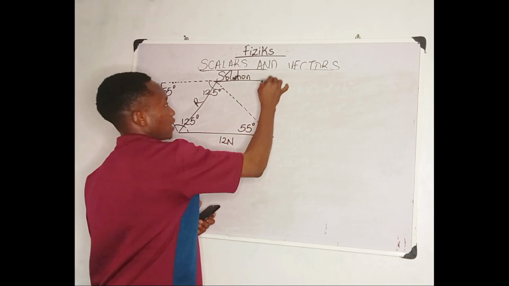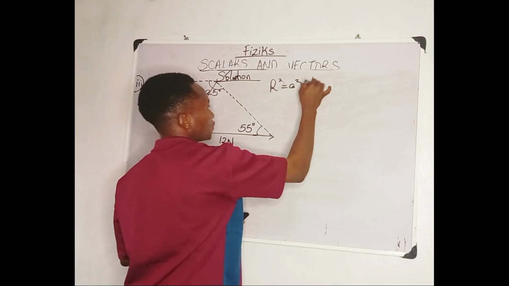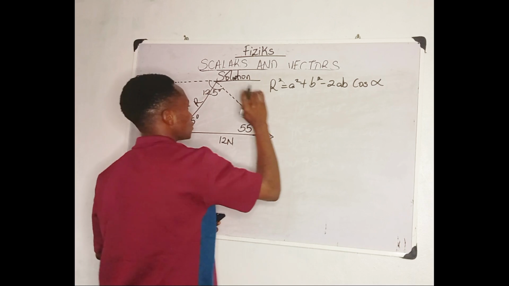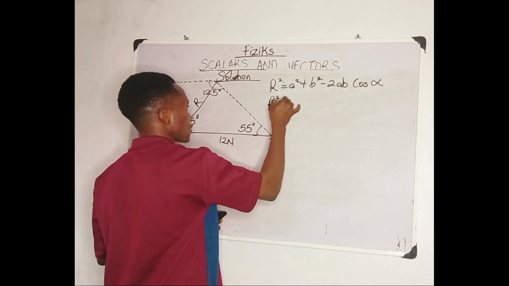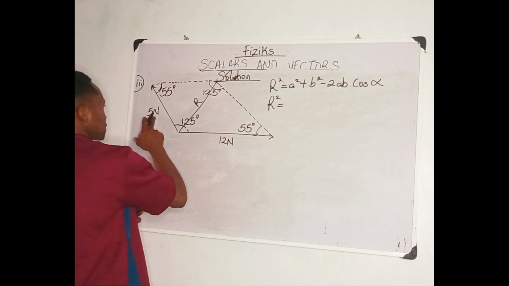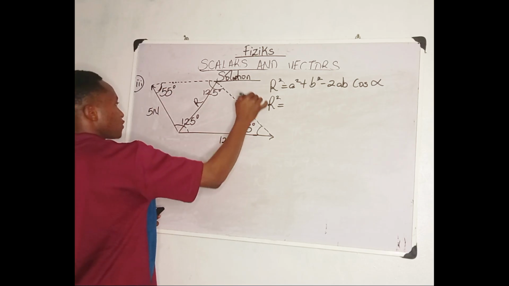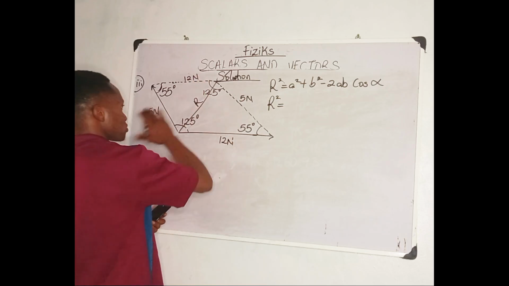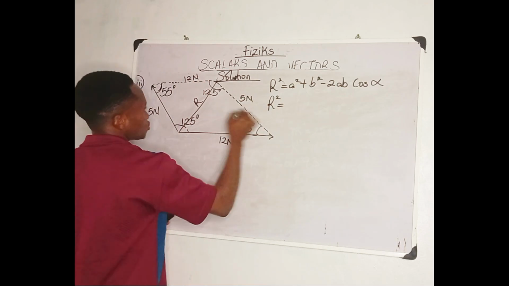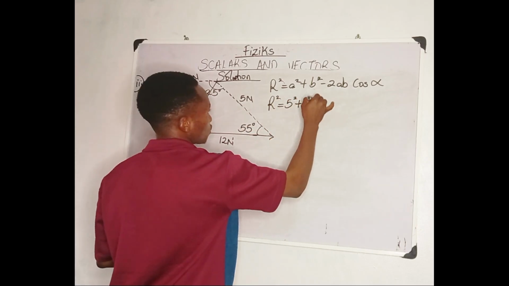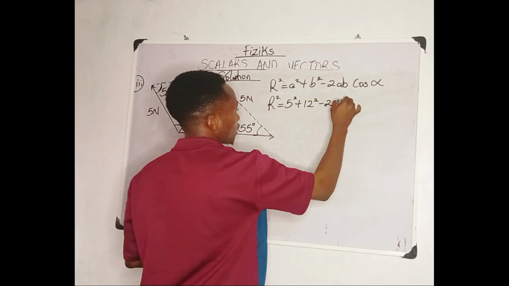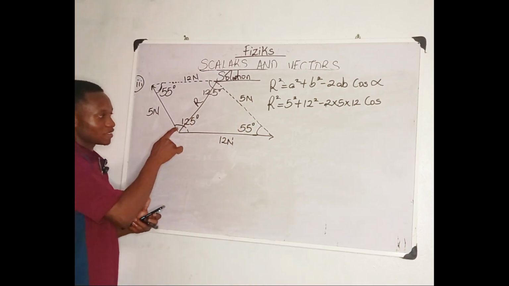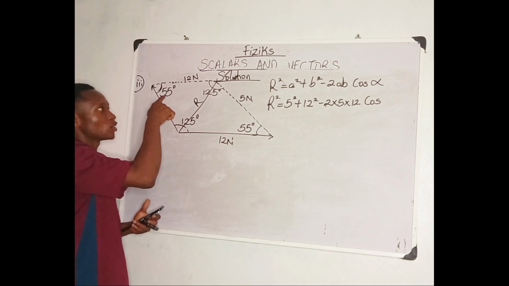Now looking for it, I have R squared is equal to, remember the formula, minus 2AB cos alpha. So we have our resultant R squared is equal to, what is going to be this? Here is 5, here is also going to be 5, and here will be 12 Newton. Mind you, where they are facing, both sides will be equal.